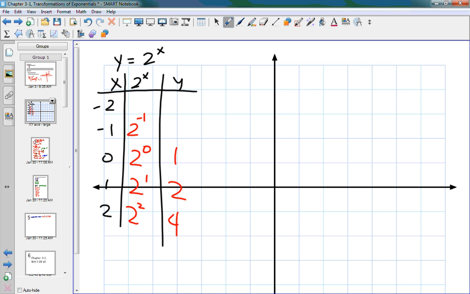If I have 2 to the -1, what's actually happening to this? It will be a fraction. You're absolutely right. If you have a negative exponent in the numerator, to make it a positive exponent, you're going to move it down to the denominator. So that gives you 1/2. If I have 2 to the -2, that's going to be 1 over 2 squared. And what's that going to give you? 1/4. So what I've got going on here is -2, 1/4; -1, 1/2; 0, 1; 1, 2; 2, 4.